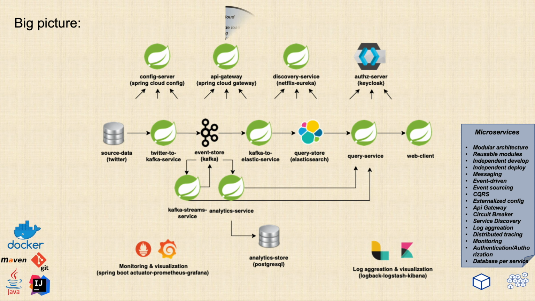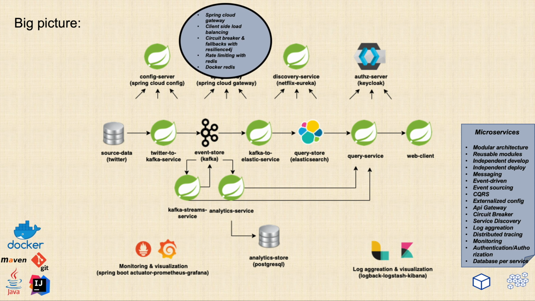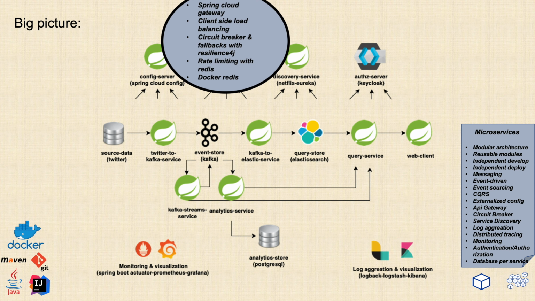Then I will put the API gateway solution into the picture with Spring Cloud Gateway. In this section, you will implement client-side load balancing, circuit breaker and fallbacks with Resilience4j, and rate limiting with Redis, and apply these patterns to the services running in our architecture. Note that this section will require running a Redis instance, and again, I will be using Docker to run and use it.